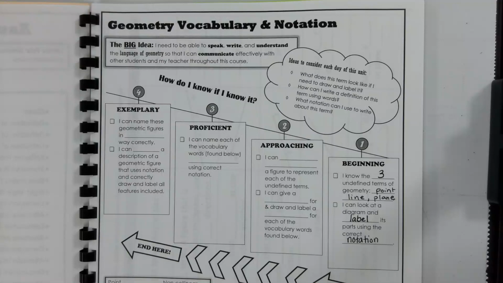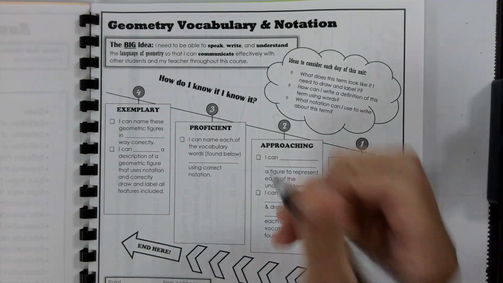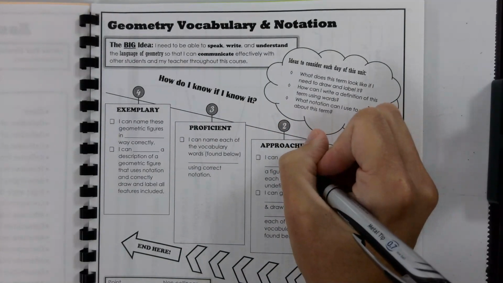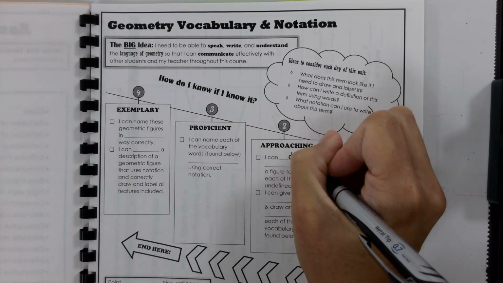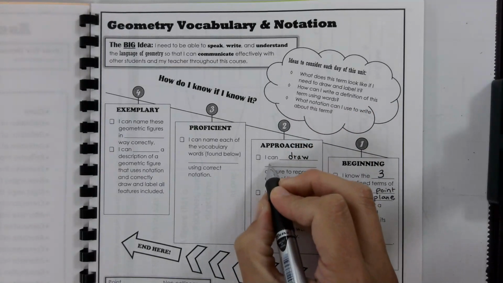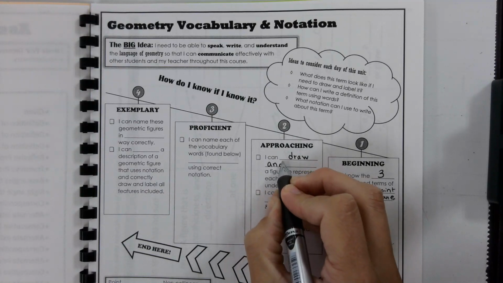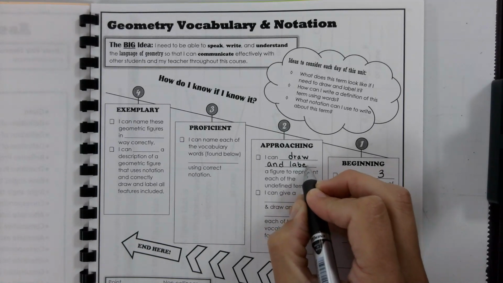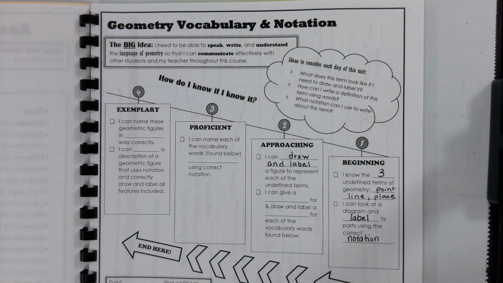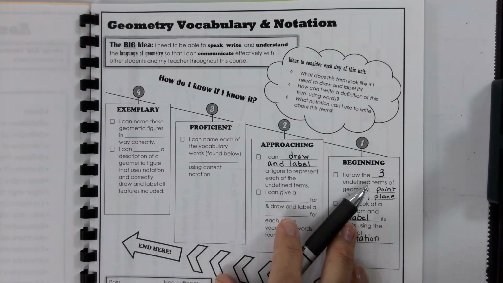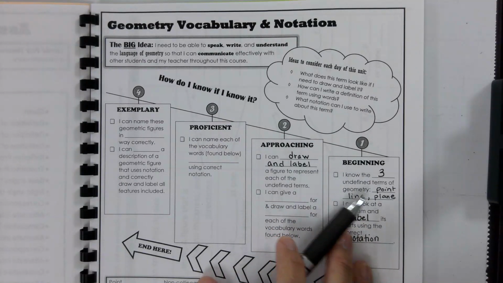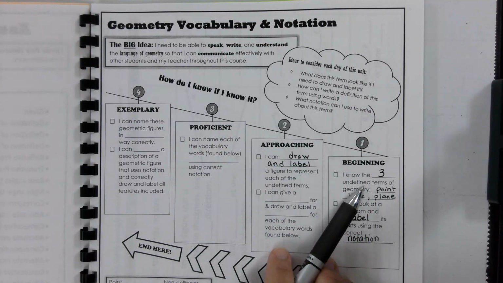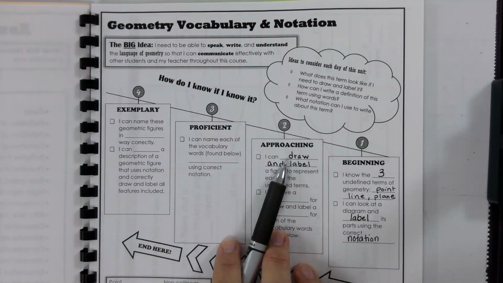Level 2 starts with I can draw and label a figure to represent each of the undefined terms. And again, there are 3 of them, point, line, and plane. So can you draw and label a point, a line, and a plane? So I know them and I can draw them. That's a level 2.